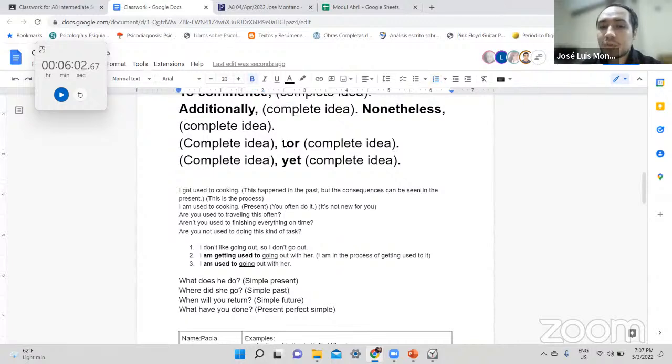For. Remember that for, comma, for replaces because. With because, you don't use comma, right? And you say, for example, I want to study English because I want to travel to the United States. And you can say with this, I want to study English, comma, for I want to go to the United States. Okay, it's exactly the same. You can use for in that way. So what example can you give me using for, Larissa?